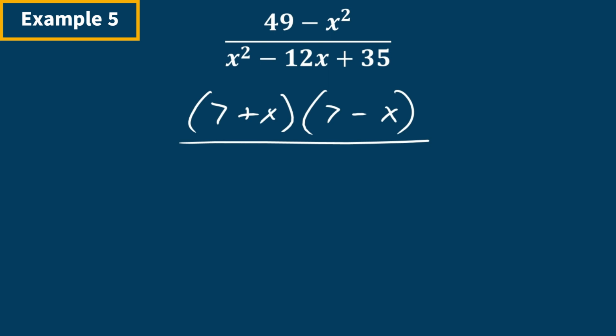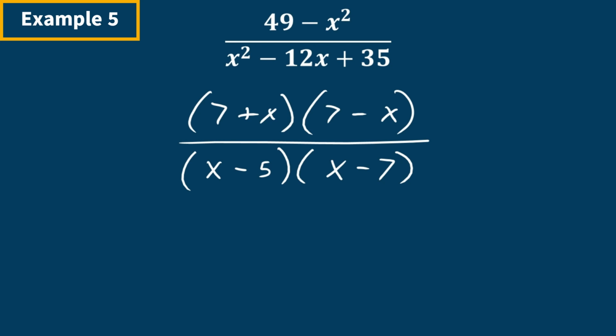Now if we're looking at the bottom, we're given that trinomial there. So we want to figure out two numbers that multiply to give us 35, that when you add or subtract them will give us negative 12. So looking at that, we'll have x minus 5 and x minus 7.